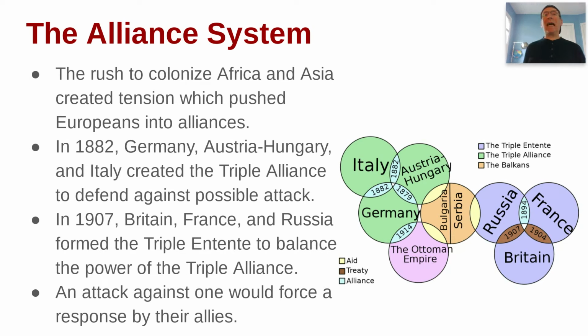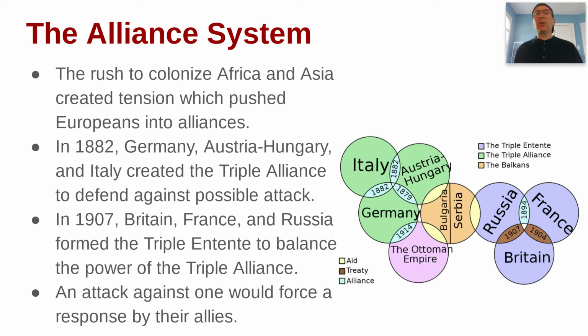Another thing was the alliance system. In this rush to colonize Africa and Asia, there were tensions brewing within Europe. Very few outright conflicts in Europe, but there was always that tension of possible conflict as one nation is rushing to colonize and so is another. What if they bump up against each other? What if they want the same lands? And this started to lead toward an alliance system.